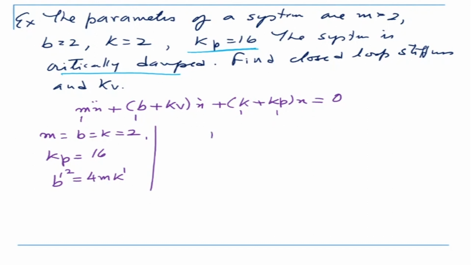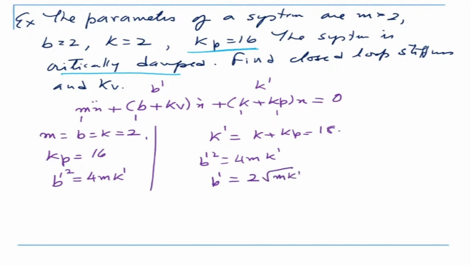So from here we can find what is k dashed. This is my k dashed, that's the b dashed. So k dashed is equal to k plus kp, which is equal to 18, and b dashed squared is equal to 4mk dashed. So b dashed is equal to 2 root m k dashed, which is equal to 2 root 2 into 18, which comes out to be equal to 12, and kv is equal to b dashed minus b, which is equal to 12 minus 2 is equal to 10.